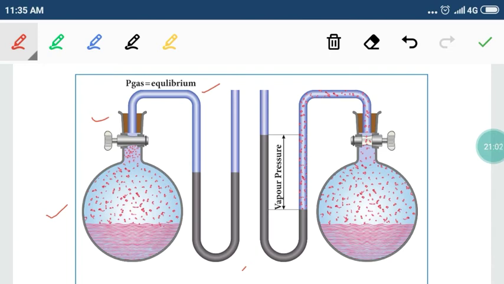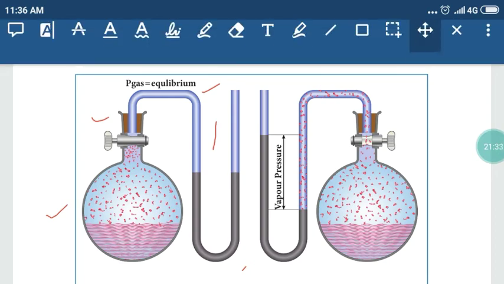So we heat the liquid water. When it reaches 100 degrees Celsius, water vapors will come out, and the coming water vapor will displace the mercury in the U-shaped tube. Based on the displacement of mercury, we can find the vapor pressure of water. This is the simplest method. We have to find the difference in the level of mercury. With the help of that, the vapor pressure of any liquid like water can be calculated. This is a simple experiment.